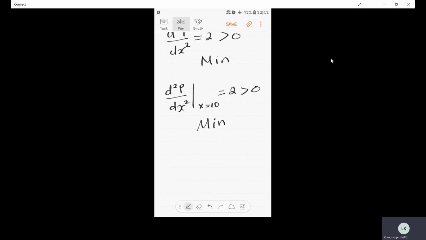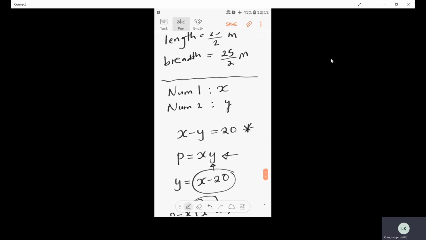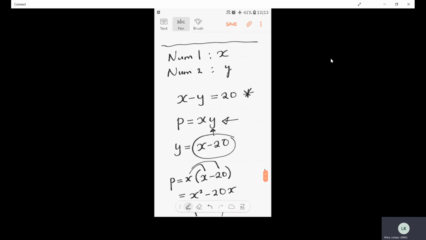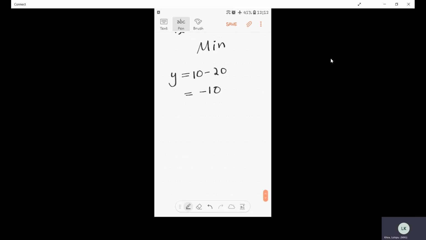Okay, so now that I've shown what the x value is, that will give me a minimum product. All I need is the y value. So remember, I said y is equal to, where is the equation? Here, y is equal to x minus 20. So x is 10 and then minus 20, and this is equal to minus 10. So the two numbers are 10 and minus 10.